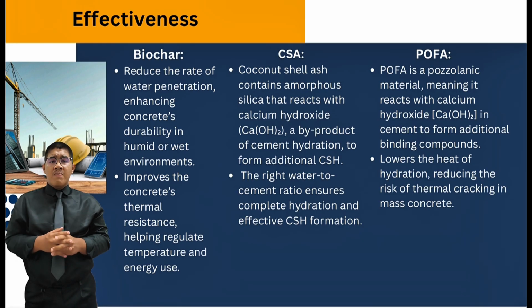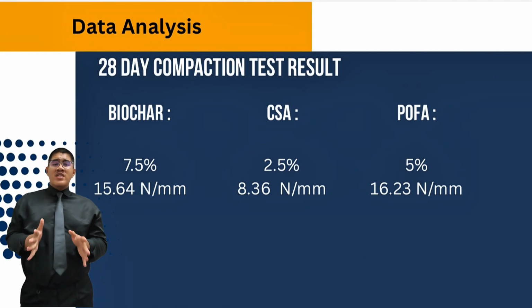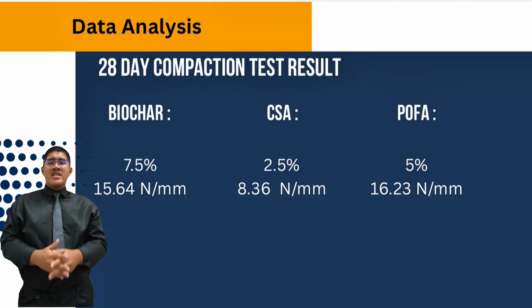Lastly, palm oil fuel ash. POFA is a pozzolanic material, meaning it reacts with calcium hydroxide to produce extra binding compound. It also helps lower the heat of hydration, which reduces the risk of thermal cracking, especially in mass concrete structures. Now, let's move on to the data analysis which shows the 28-day compaction test result for the three materials.